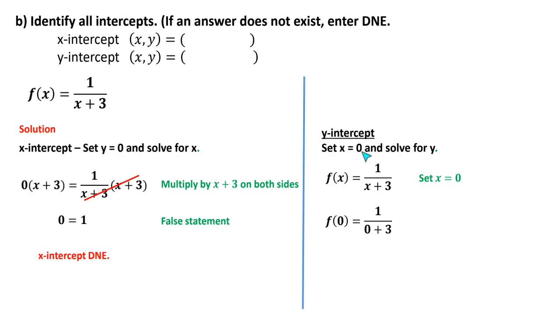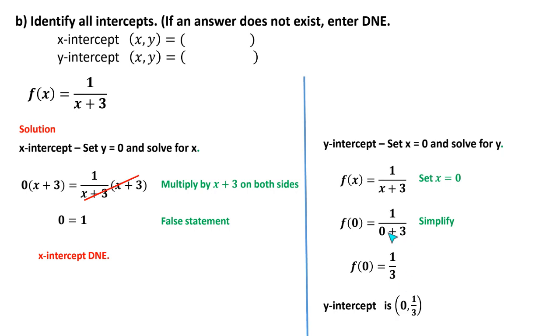For the y-intercept, we're going to let x equal 0. If x is 0 and I substitute 0 for every x and simplify, then we end up with 0 plus 3, which is 3. So we end up with 1/3. So my y-intercept will be (0, 1/3).